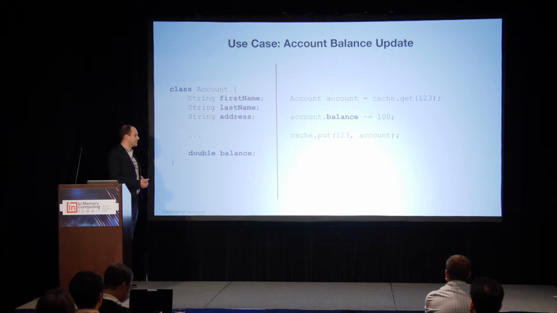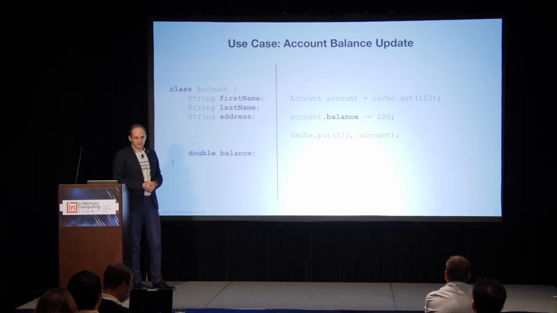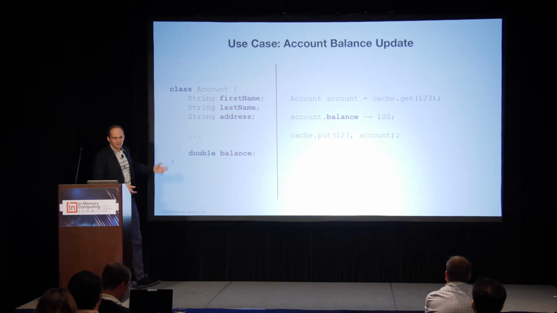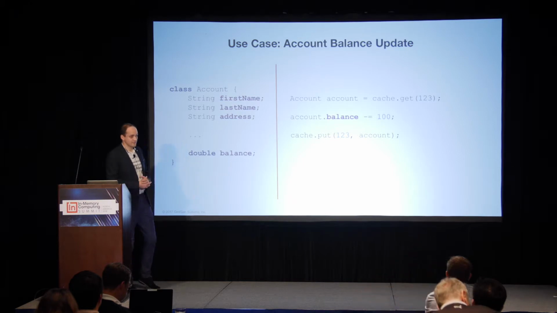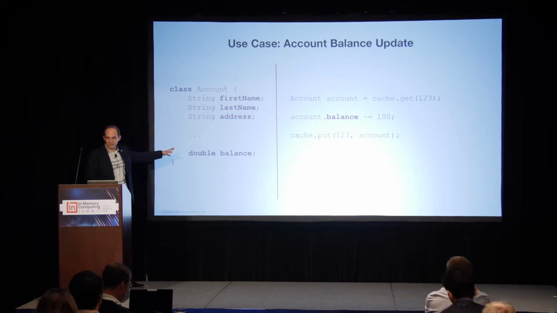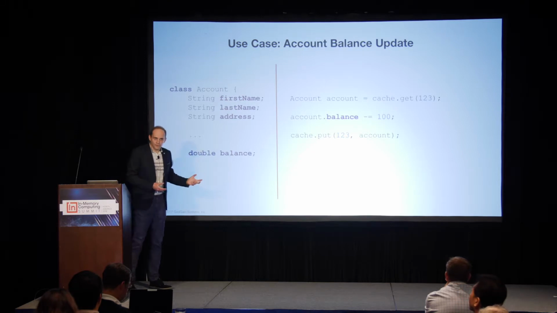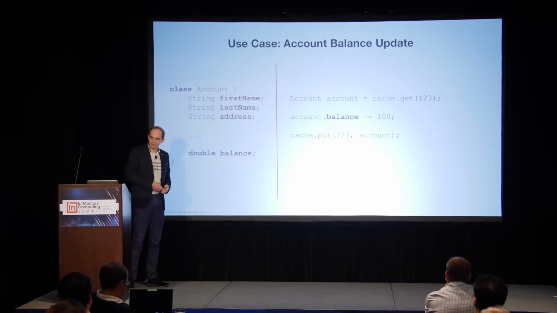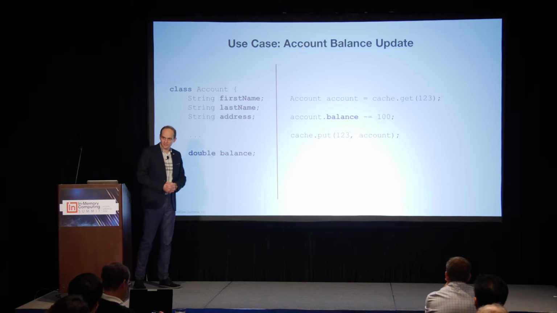Like a simple example here, a very typical use case of updating an account balance. We have an account object with some metadata about the account, like the owner's first name, last name, address, social security number, and whatnot. And then we have the actual balance number, which represents the current balance for that account. Then we want to update the account by subtracting $100, for example. The account's owner swiped the card somewhere, bought something for $100, and we want to update the balance.